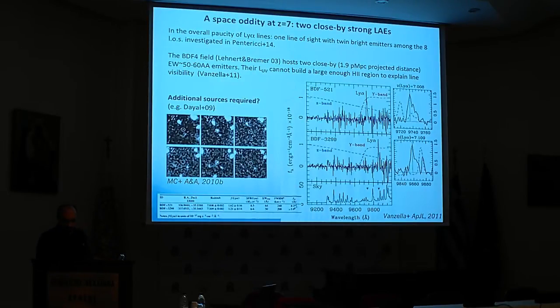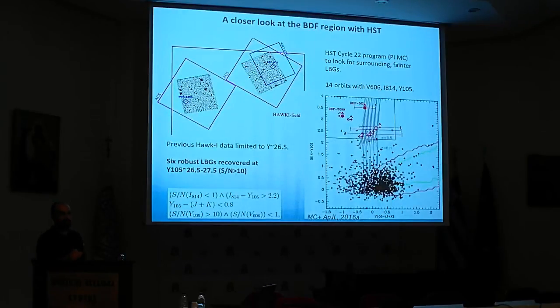So the question was whether additional sources were also contributing to the creation of a reionized region allowing the Lyman alpha from these galaxies to escape, and we explored this through dedicated HST observations with ACS and WFC3 to look for fainter LBGs that could possibly contribute to the creation of a reionized region around these two Lyman alpha emitting galaxies. We found indeed a high number of reliable fainter Lyman break galaxies.